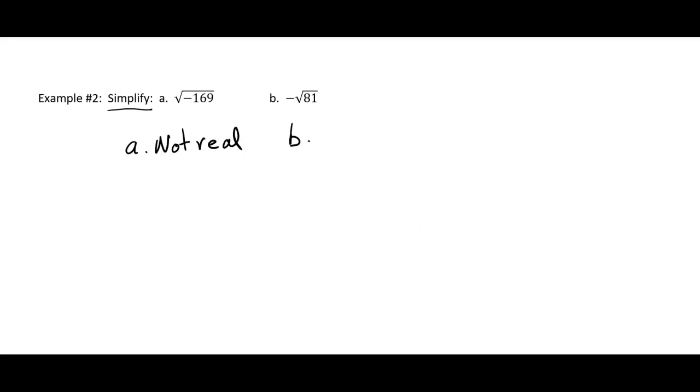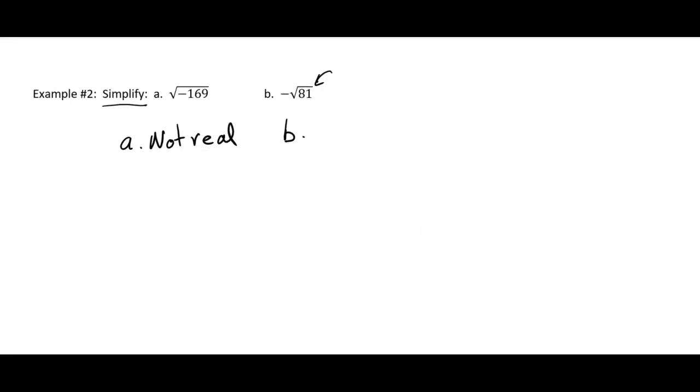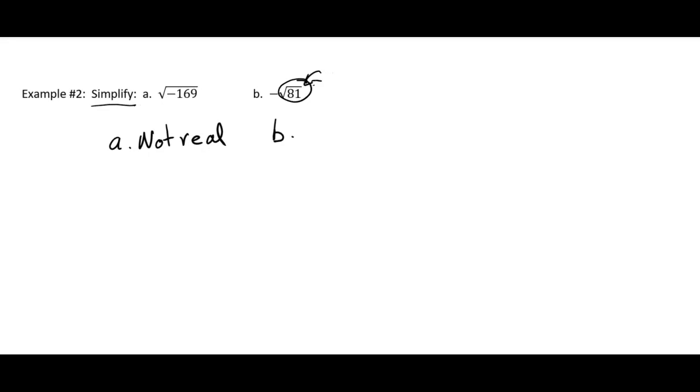Okay, B. But this time the radicand's positive. The radicand's 81, so you can take the square root of 81. The square root of 81 is 9. But then you have a negative, or opposite sign, in front of it. So your answer is going to be negative 9 in this case. That's okay. That we can do.